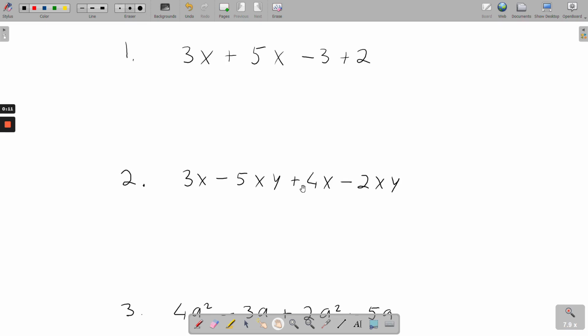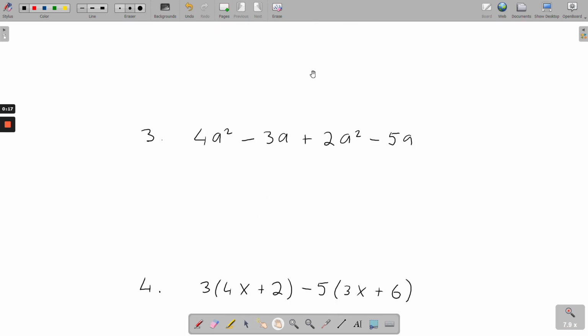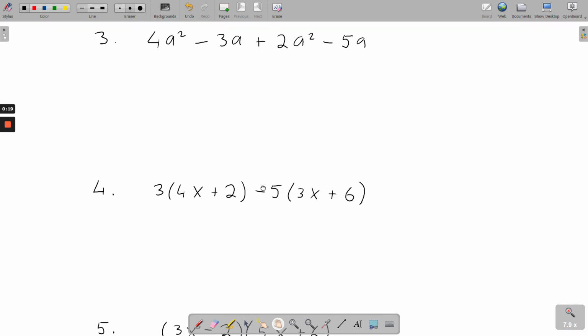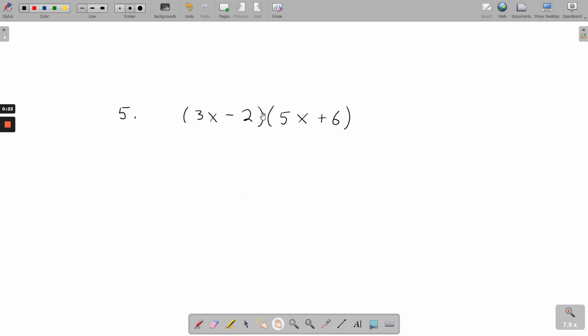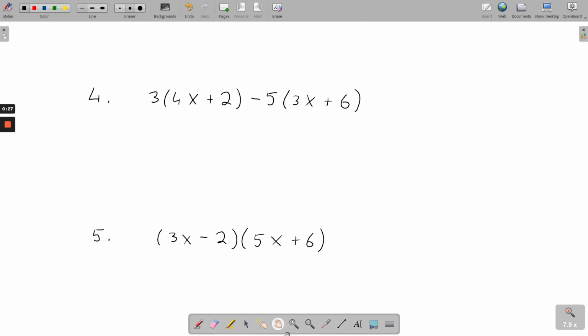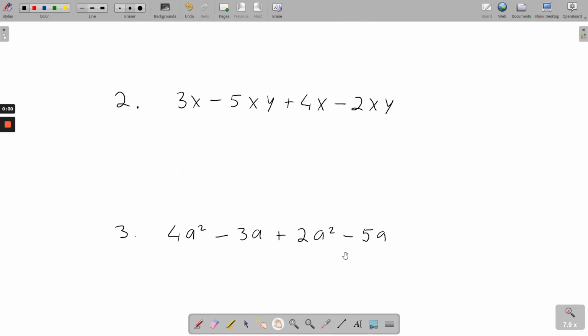Hello, so in this recording I'm going to be showing you how to simplify some algebraic equations. We're going to look at simplifying different ones, just putting letters together. We're going to look at multiplying out brackets. We're going to look at multiplying two brackets together, and that's everything then.